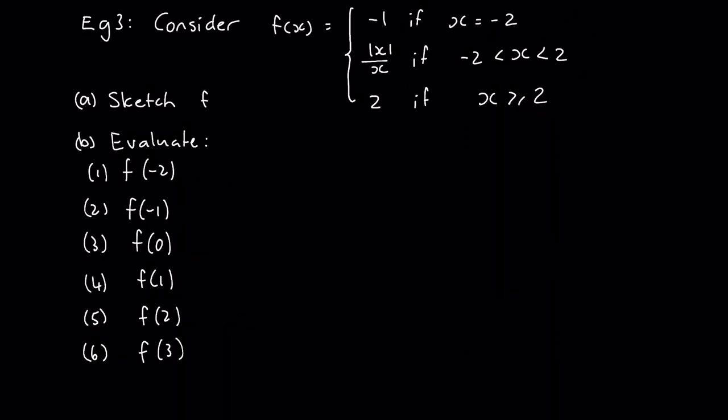Example 3: consider f of x is equal to -1 if x is equal to -2, absolute value of x over x if -2 is less than x less than 2, and 2 if x is greater than or equal to 2. Question A is first to sketch the graph of f.